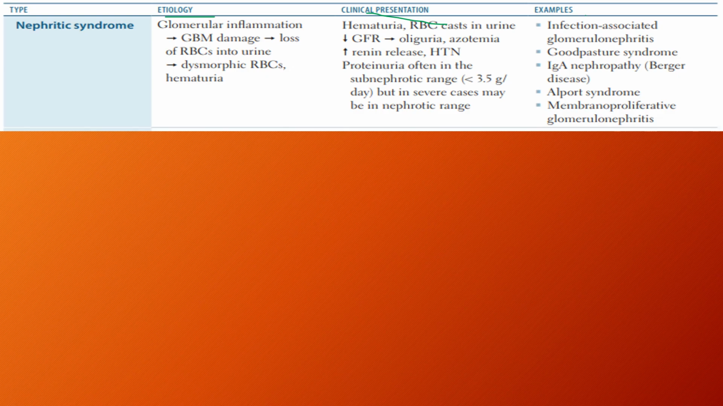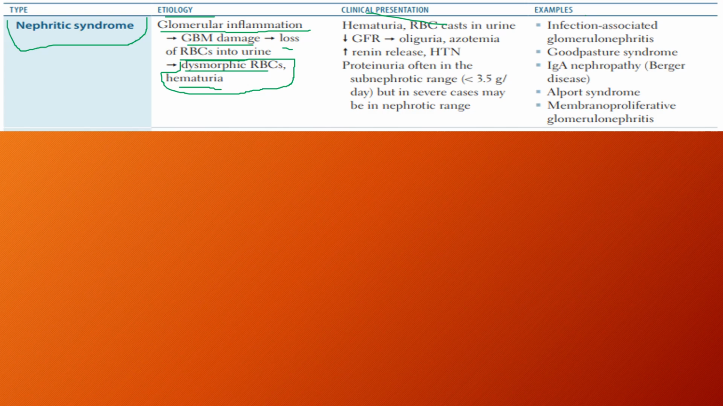So first we'll start with the nephritic syndrome. Its etiology is glomerular inflammation, which leads to glomerular basement membrane damage, which leads to loss of RBCs into urine, appearing as dysmorphic RBCs and hematuria. When a patient presents with dysmorphic RBCs and hematuria, think about nephritic syndrome.